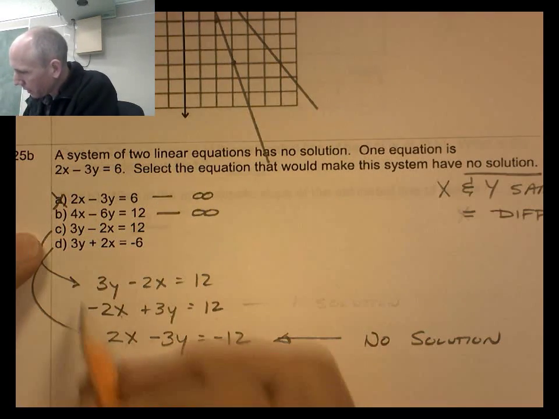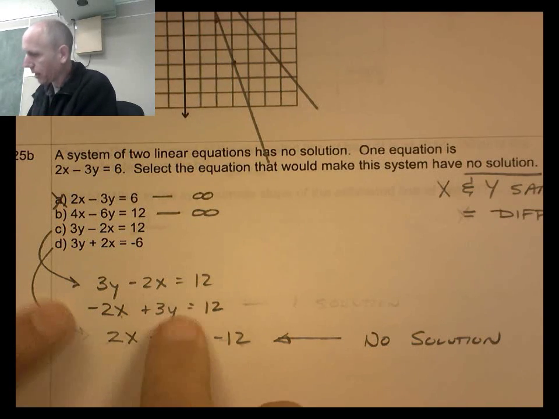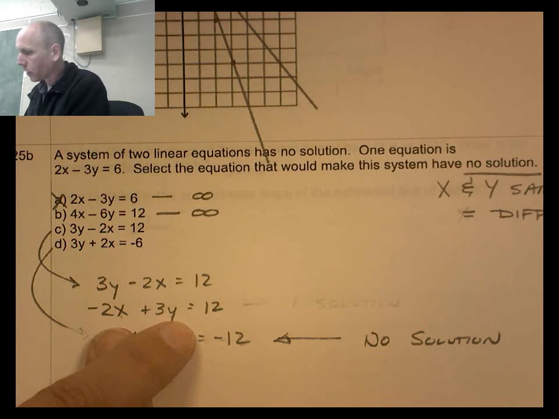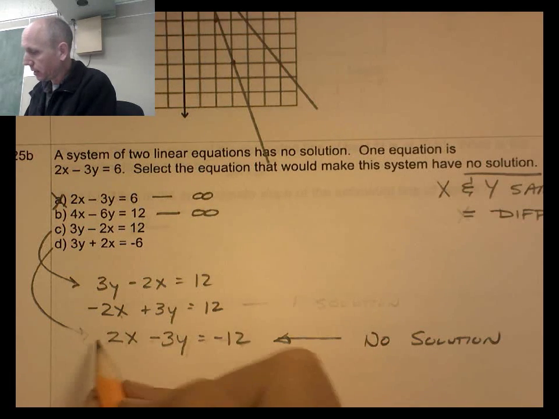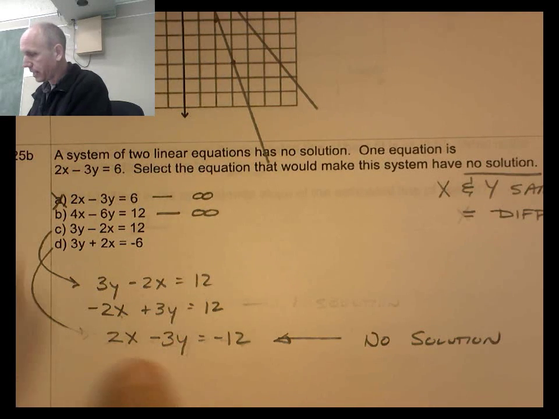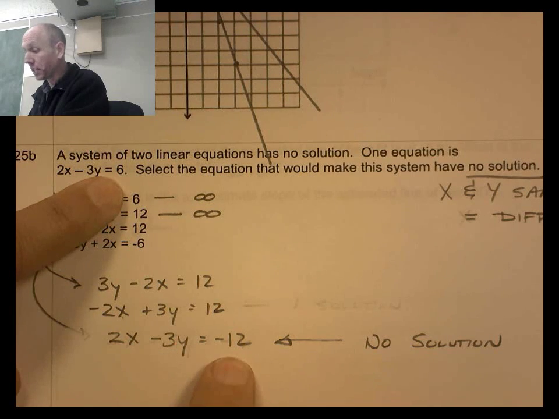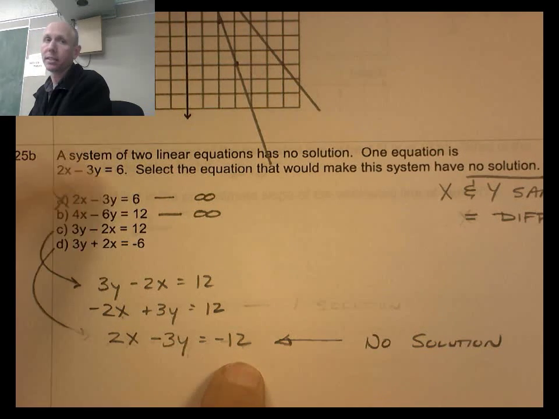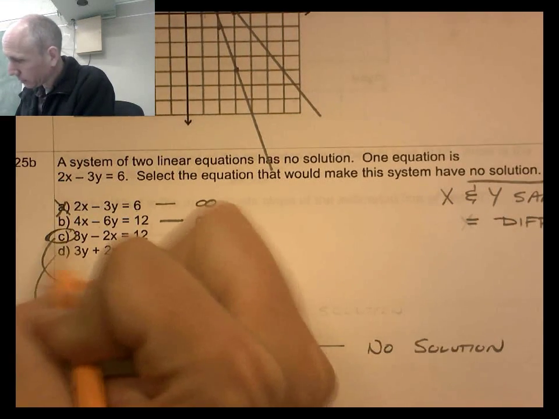That's the exact same equation, just not simplified. Letter C is 3y minus 2x equals 12. I'm going to switch the x and the y: negative 2x plus 3y equals 12. Now I'm going to change all the signs to negative. So that becomes positive, that becomes negative, that becomes negative. Now look, 2x minus 3y equals negative 12. Now they're parallel lines, no solution. So it's C.